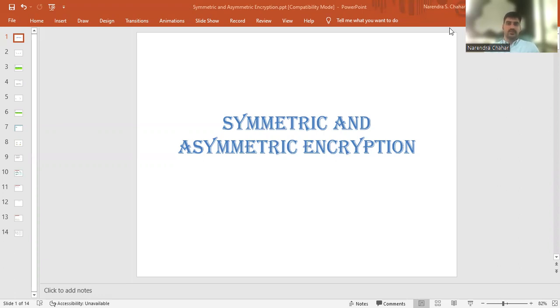Today's topic is symmetric and asymmetric encryption. This is in the course of BTech final year. Course name is Cryptography and Network Security, and it is also in the DETCS 6th semester, which is Introduction to Network Security and Cryptography. So, when we talk about symmetric and asymmetric encryption, the first thing that comes to mind is: what are encryption techniques?